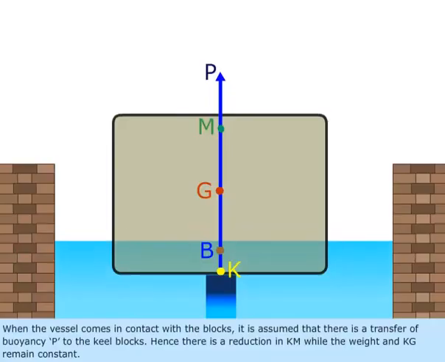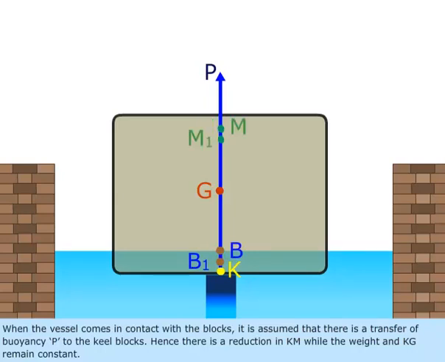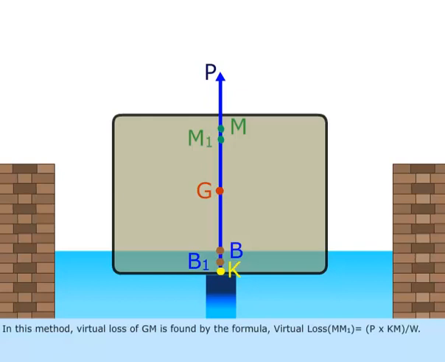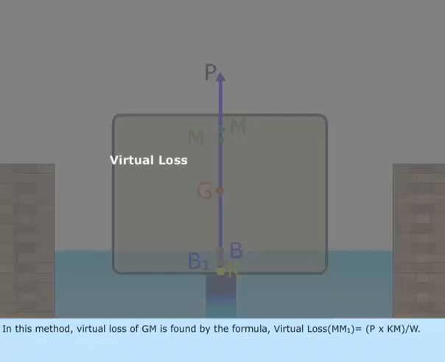When the vessel comes in contact with the blocks, it is assumed that there is a transfer of buoyancy, P, to the keel blocks. Hence, there is a reduction in KM while the weight and KG remain constant. In this method, virtual loss of GM is found by the formula virtual loss MM sub 1 equals P times KM divided by W.